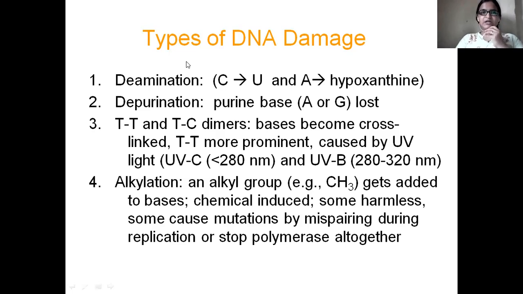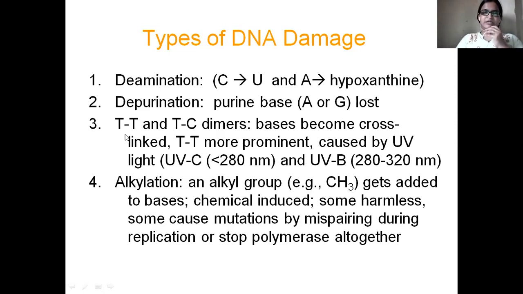Next, depurination. Purines are nothing but nitrogen bases. If we can revise, nitrogen bases are of two types, purines and pyrimidines. These purines are double ring compounds, for example adenine and guanine. Right. So depurination means losing of purines, that is, losing of adenine or guanine.